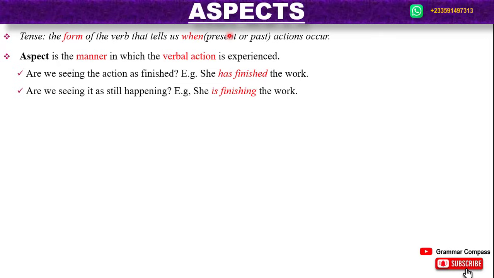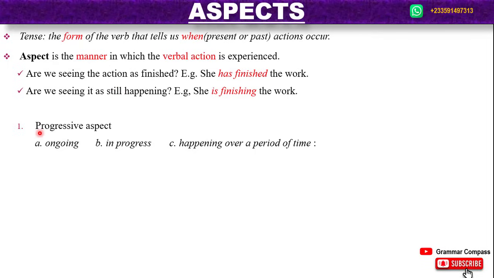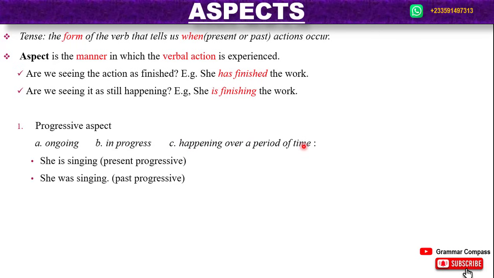Just as we have present tense and past tense, under aspects, we identify two aspects in English. We have the progressive aspects. This expresses ongoing actions, actions that are in progress, or actions that are happening over a period of time. For example, she is singing. This is present progressive. She was singing. This is past progressive or past continuous. So we have the progressive aspect.